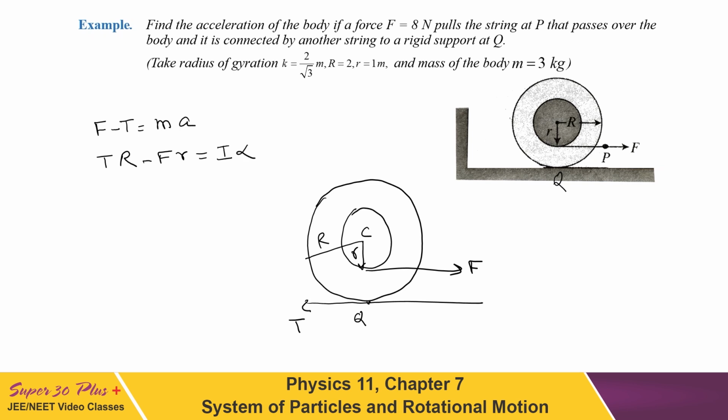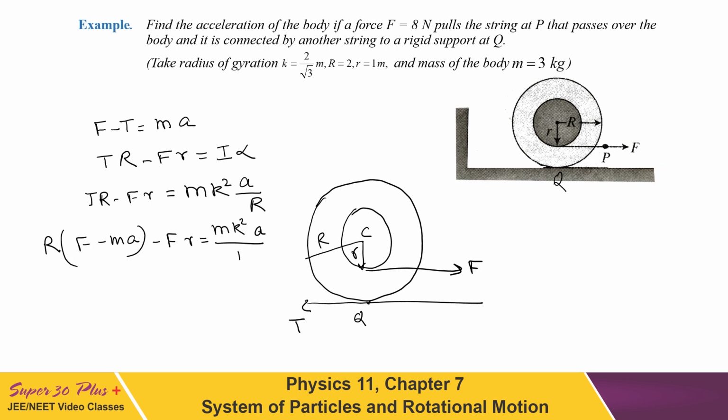But as it is a case of pure rolling, alpha can be written as a by R. On substituting this, we will get TR minus Fr equal to I, and as the radius of gyration is given as K, the value will be mK squared. In place of alpha, we can write a by R. On solving these two equations, we will get (F minus ma) multiplied with R, minus Fr, equal to mK squared a upon R.